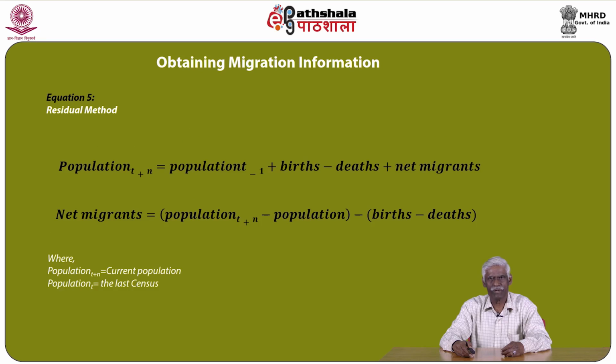Equation 5 for the residual method is calculated as population of t plus n is equal to population t plus births minus deaths plus net migrants. Net migrants is equal to population of t plus n minus population t minus births plus deaths, where population of t plus n is the current population, while population t refers to the last census population.